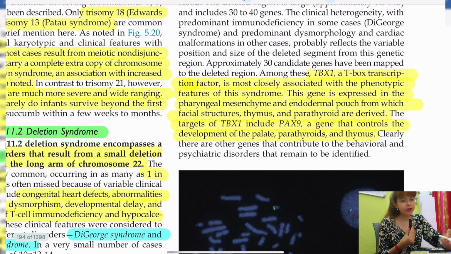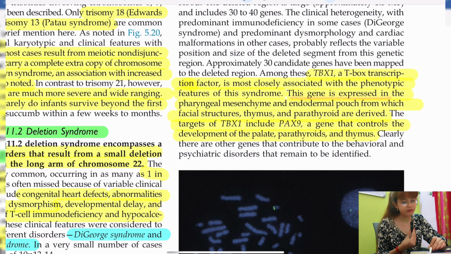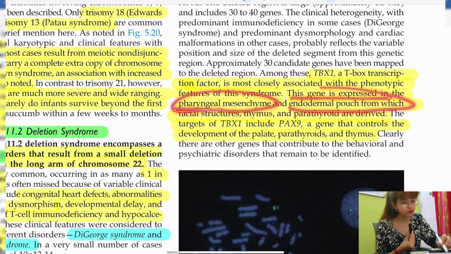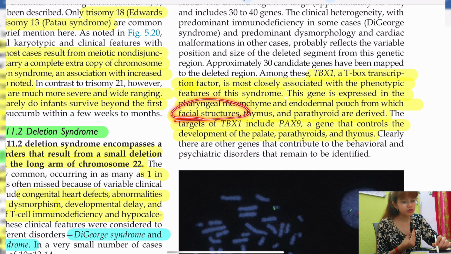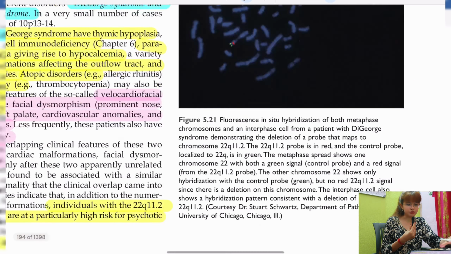Another important point is that the TBX1, or T-box transcription factor, is most closely associated with the phenotypic features of this syndrome. This gene is expressed in the pharyngeal mesenchyme and endodermal pouch, from which facial structures, thymus and parathyroid are derived, and the targets of TBX1 include the PAX9 gene, which controls the development of palate, parathyroid and thymus. So TBX1, PAX9 are interconnected, and this is again interconnected with DiGeorge syndrome.